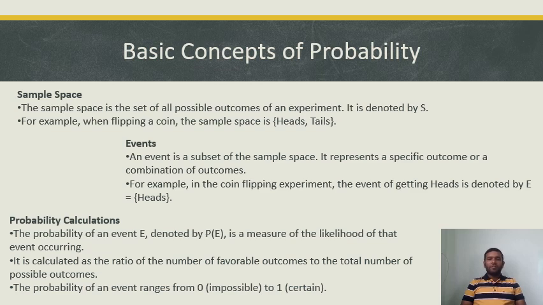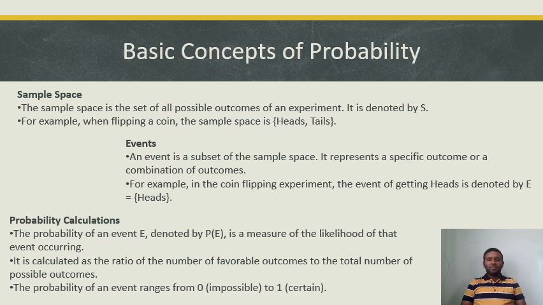An event is a subset of the sample space. It represents a specific outcome or a combination of outcomes. For example, in a coin flipping experiment, the event of getting heads is denoted by E equals heads.